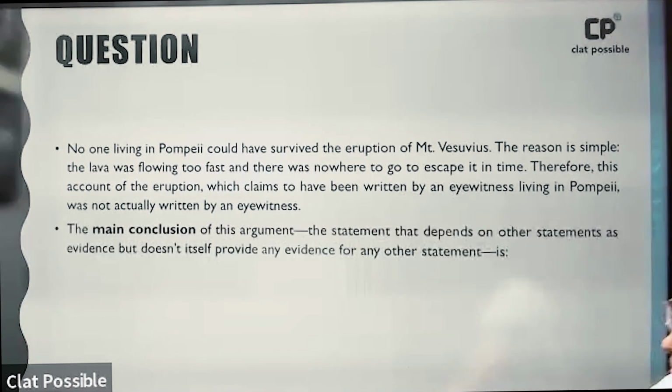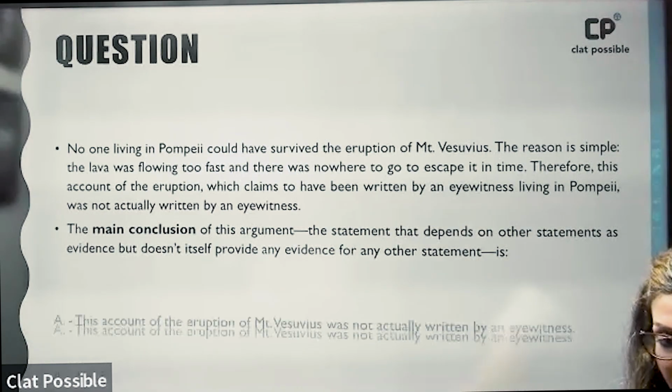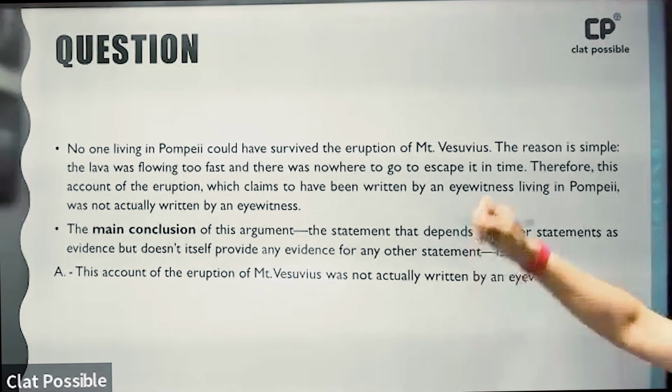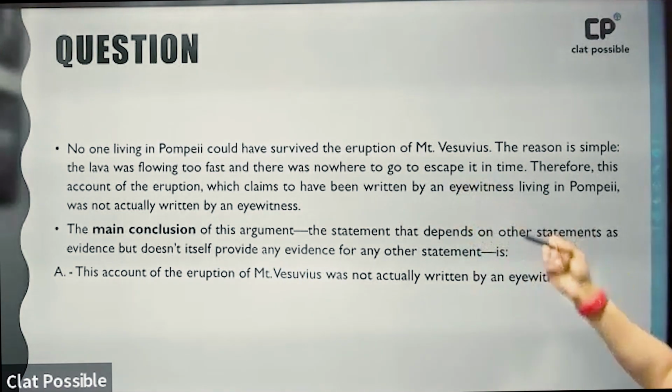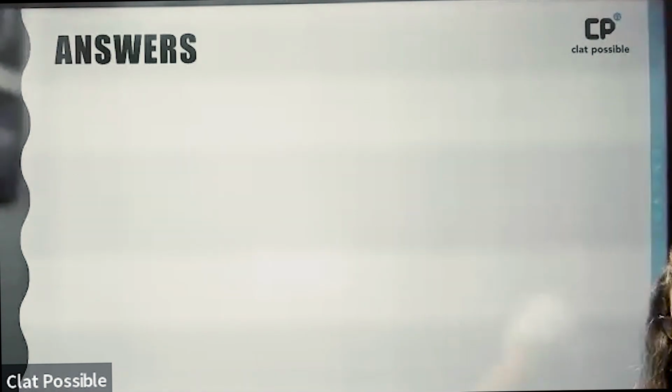So according to me, the main conclusion for this argument, the final conclusion for which other statements have given evidence, is this, which is given after 'therefore', isn't it? That anyone who says that they have got an eyewitness account of Mount Vesuvius is not true, right? So there was actually no written eyewitness account of the eruption of Mount Vesuvius. So this is where it comes in, right? So this is our ultimate conclusion.